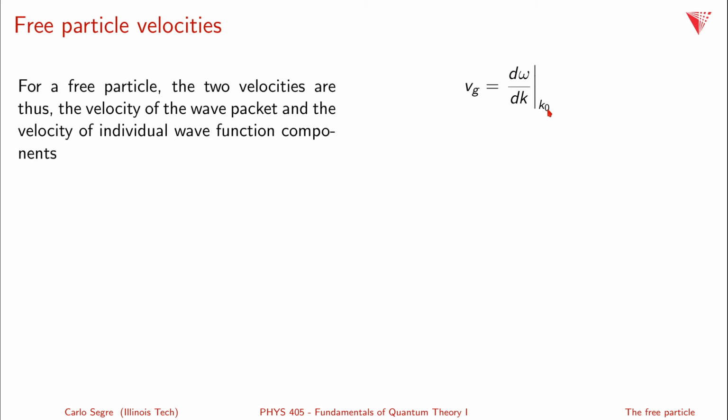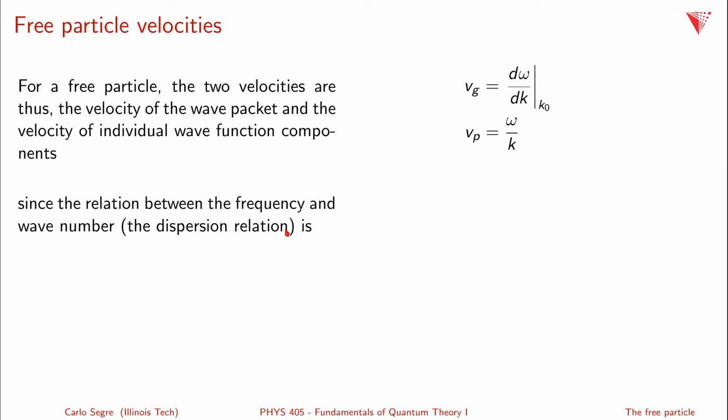And the velocity of the individual wave function components is omega divided by k. So each of the components has its own velocity, but the group as a whole moves with a velocity that is the derivative of omega with respect to k, evaluated at the central value of k.